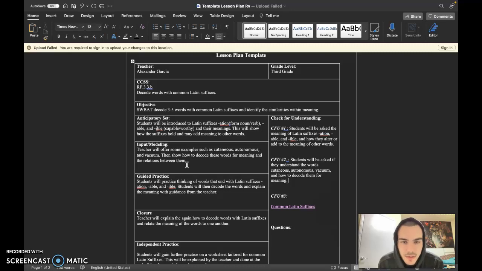And then after the input modeling, we're going to check for understanding yet again. Students will be asked if they understood the words cutaneous, autonomous, and vacuum, and how to decode them for meaning. With the checking for understanding, once again, I'm going to call on students by either show of hands or popsicle sticks, simply to ensure that the students are following along.